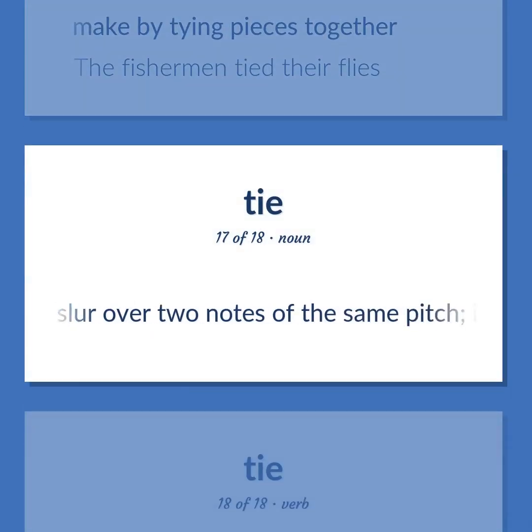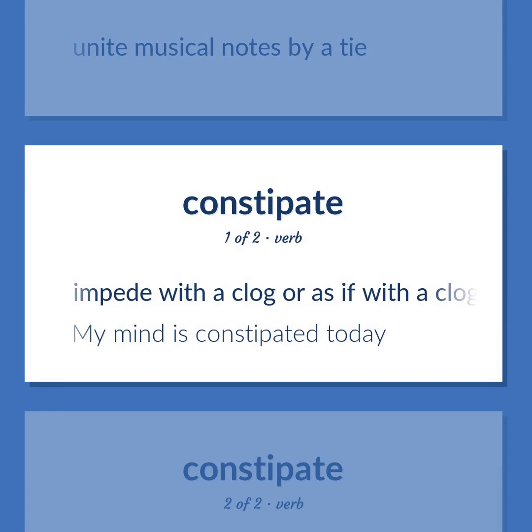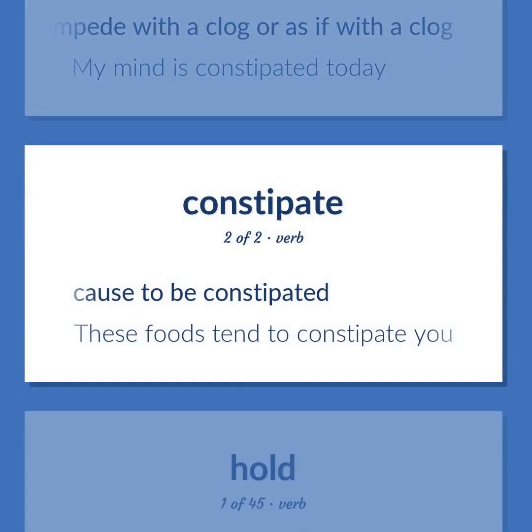Music, a slur over 2 notes of the same pitch, indicates that the note is to be sustained for their combined time value. Unite musical notes by a tie. Impede with a clog or as if with a clog. My mind is constipated today. Cause to be constipated. These foods tend to constipate you.